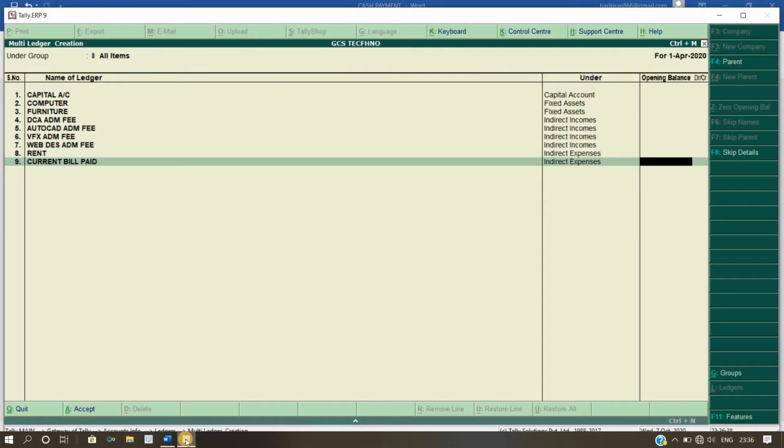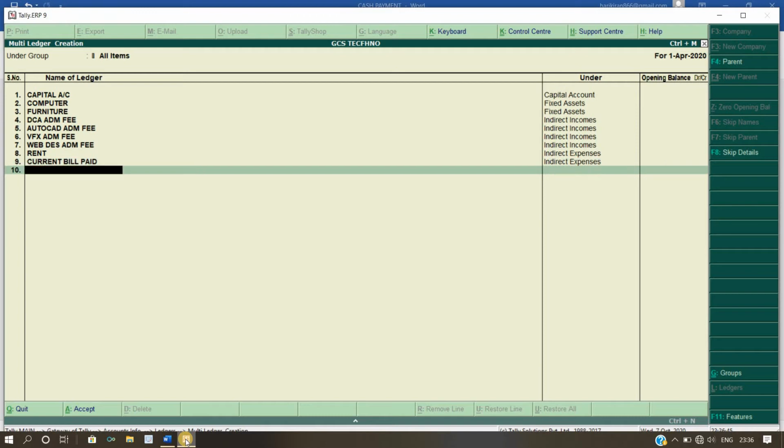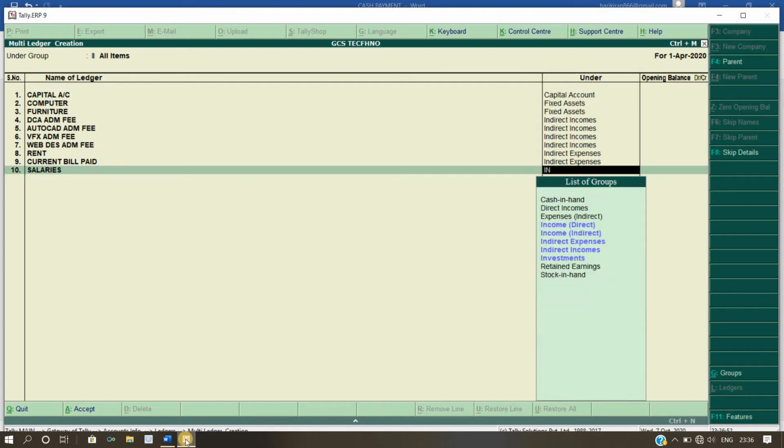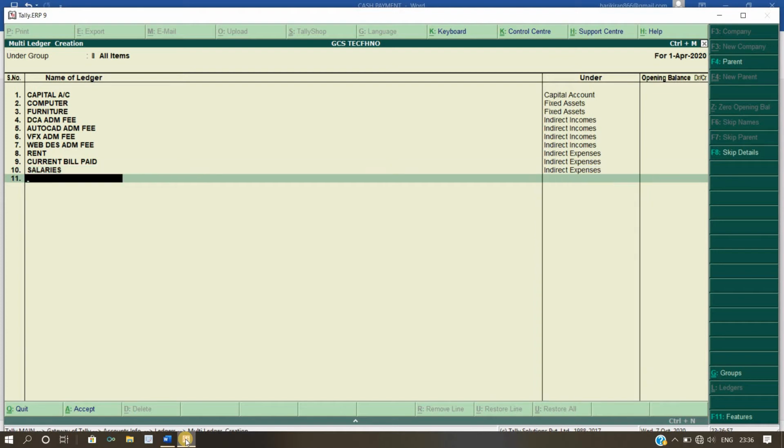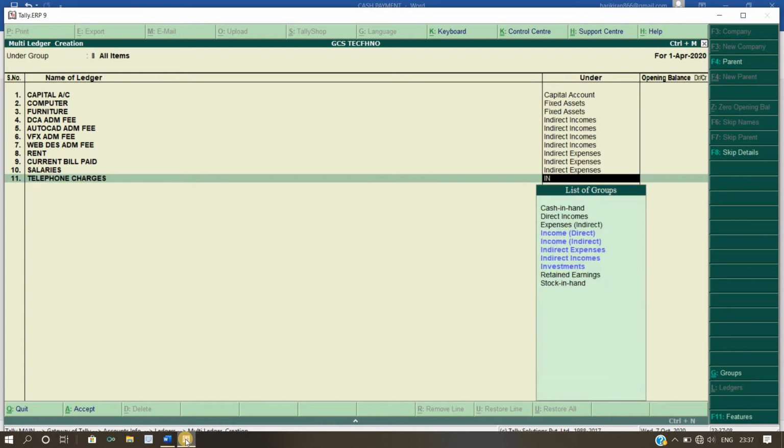Next one is salaries. Sorry friends. Salaries. I give the ledger name as salaries only. It is indirect expense. And the next one is telephone charges. Telephone charges. It is indirect expense, right?